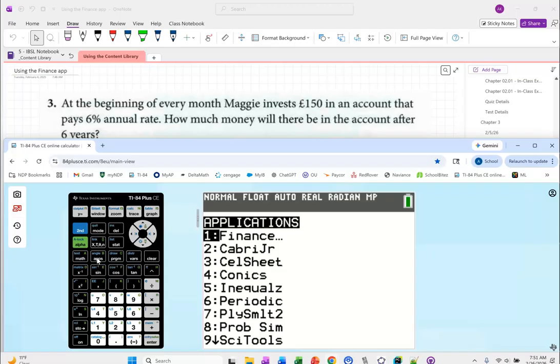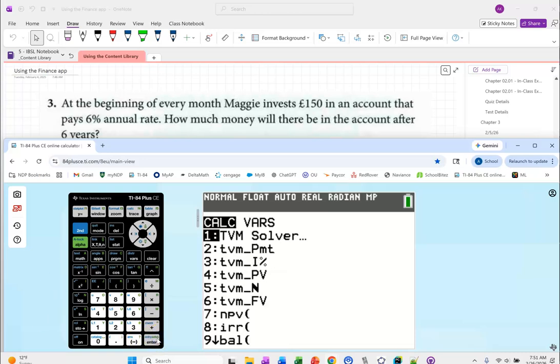So I press the apps button, and the tool that we're going to want to use here is finance. It should be installed on everybody's calculator automatically. You may not have all this other junk that I have on mine, but you should have the finance. And the particular finance tool that we're going to use for any of these, like compound interest or payments or loans or annuity or whatever the type of question is, is this TVM solver. So we're going to pick option 1.